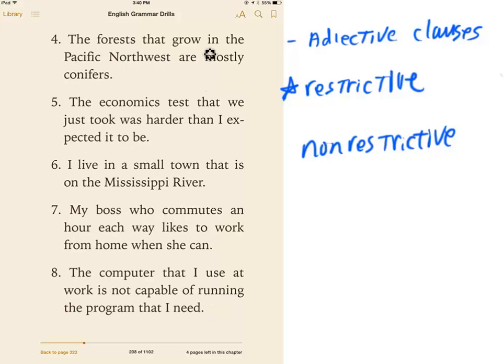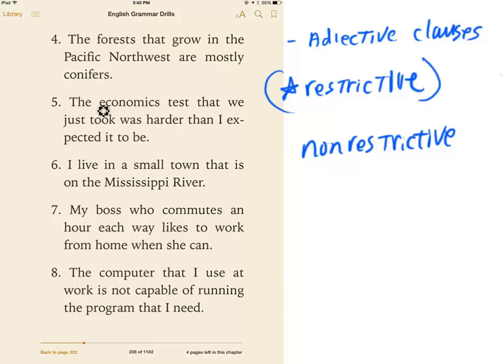The forests that grow in the Pacific Northwest are mostly conifers. The forests are mostly conifers. Well, which forests? There's all kinds of forests all over the world. Oh, the ones that grow in the Pacific Northwest. I would say that this is definitely a restrictive clause. It tells me what I need to know, which forests, okay? Not just forests in general. So I would have to have that so I didn't lose the meaning of the sentence, all right? Because most forests are not conifers, just the ones in the Pacific Northwest.